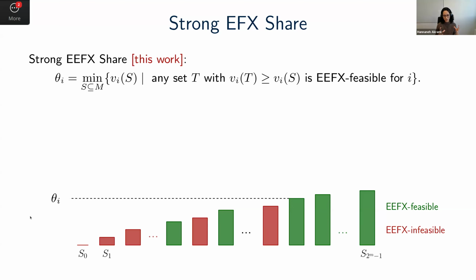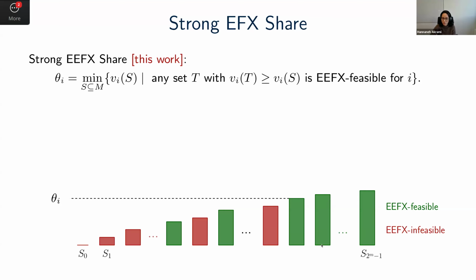So let's say that for agent I, we sort all the subsets of M in non-decreasing order of value. So S null would be the empty set, S 2^M minus 1 would be the set of all the items. And then the bundles that are EEFX feasible for agent I are the green bundles, and the EEFX infeasible bundles are the red ones. So this strong EEFX share that we are defining is a share that implies EEFX.